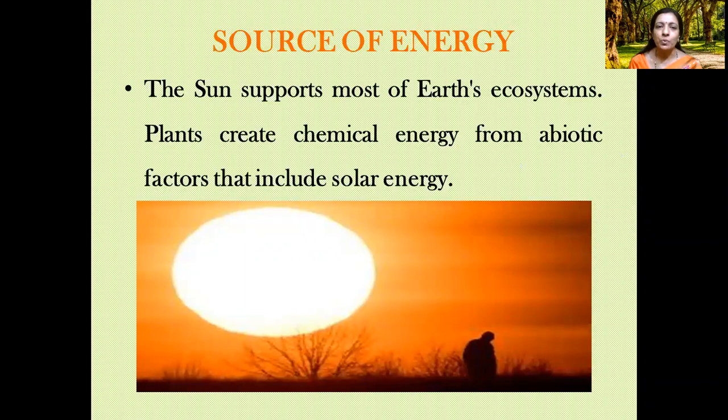As you all know, it is the sun which supports all living forms on earth. It is because of the sun that all the ecosystems can exist on planet earth. The plants use the solar energy to convert it into food and release chemical energy. So without the sun, there cannot be any flow of energy in our ecosystem.